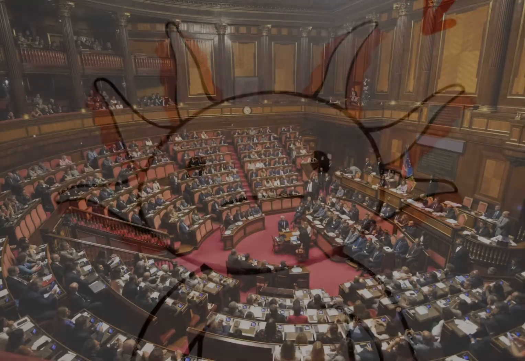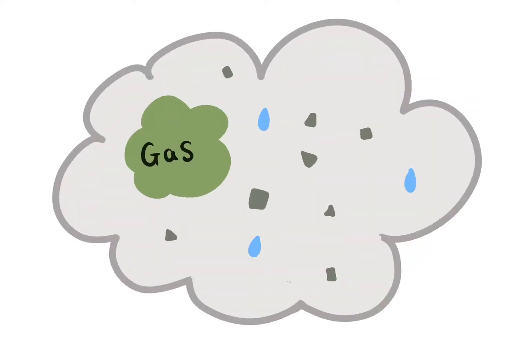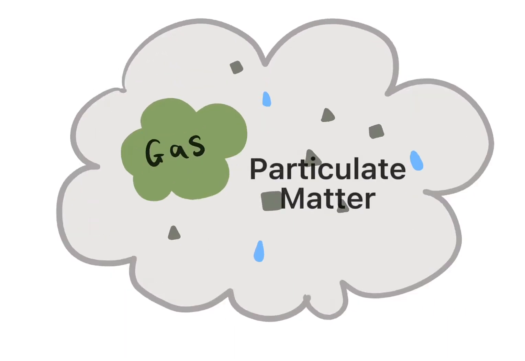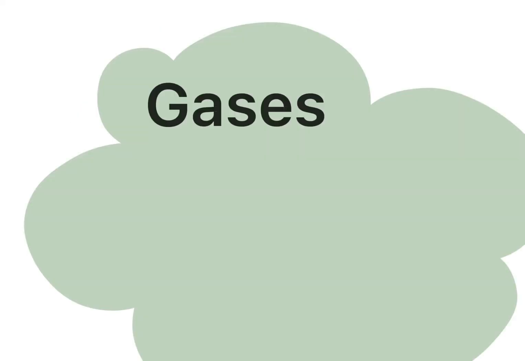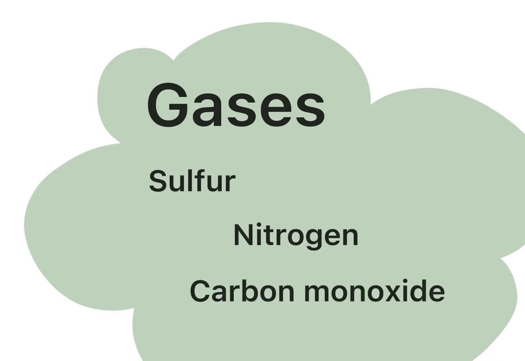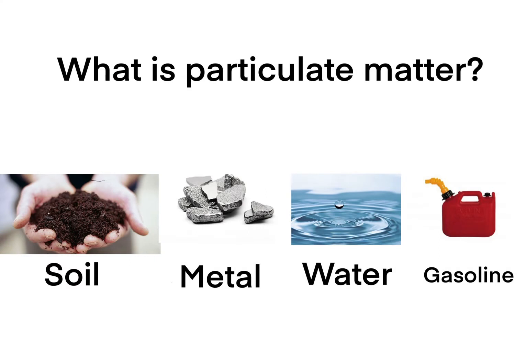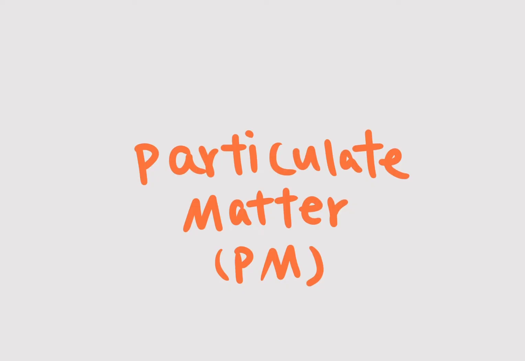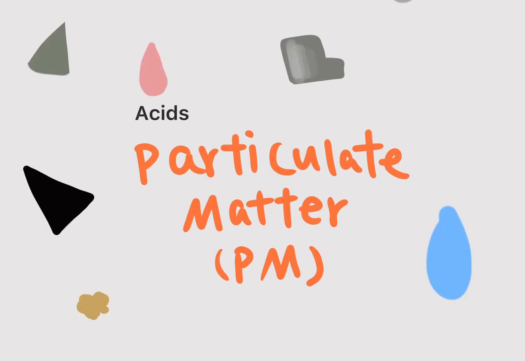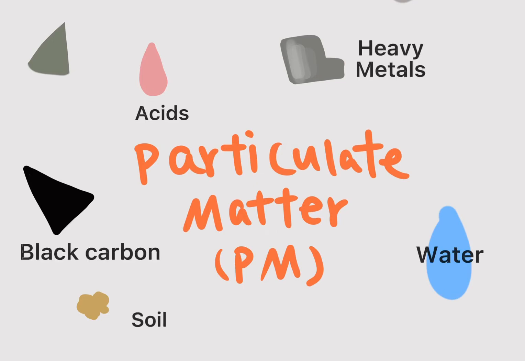Well, air pollution is a mixture of gases and particulate matter, which is small solid liquid particles suspended in the air. Some of these gases are sulfur, nitrogen, and carbon monoxide. Take a guess what particulate matter contains. Ready? Particulate matter, or PM, contains acids, water, black carbon, heavy metals, and soil.